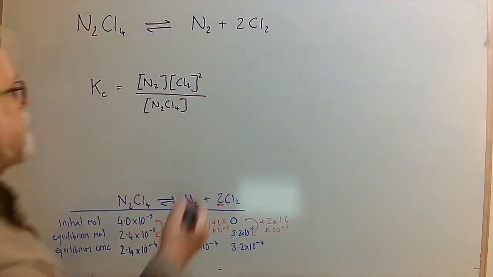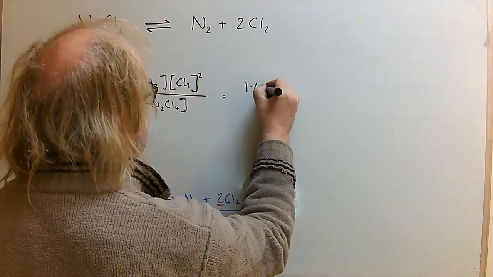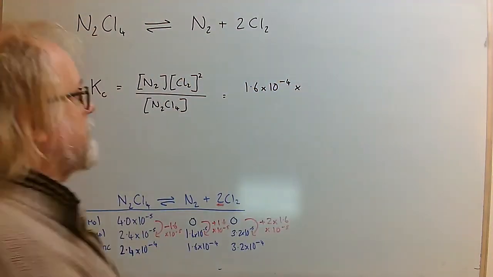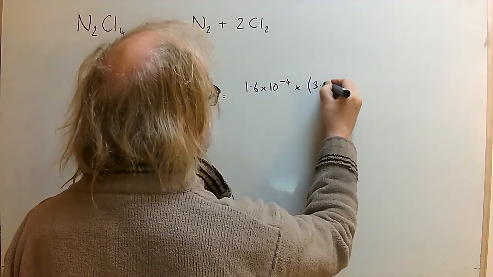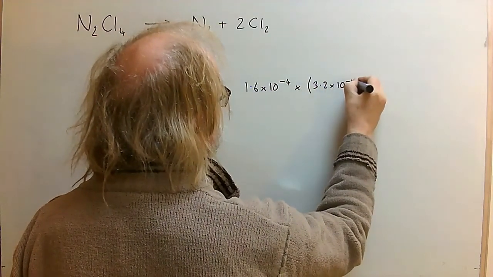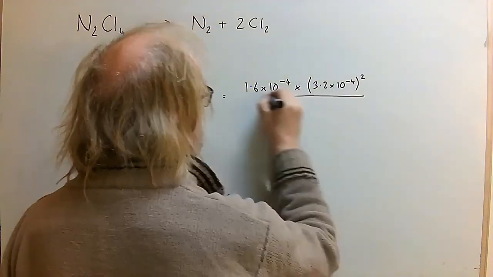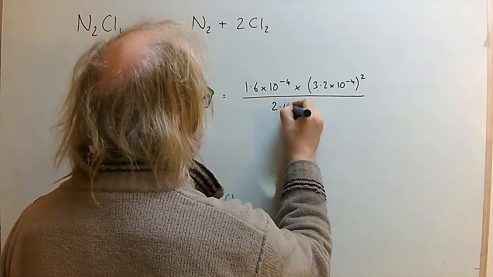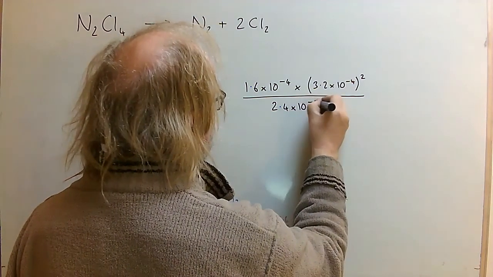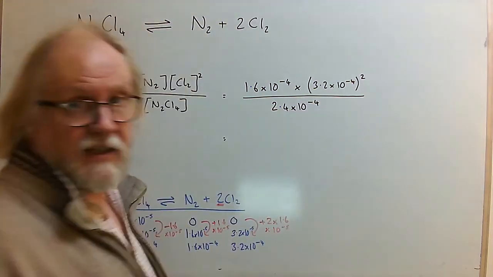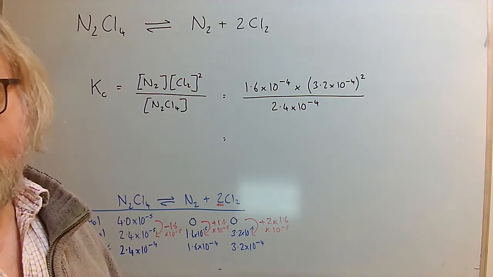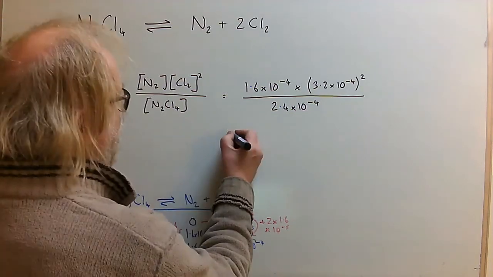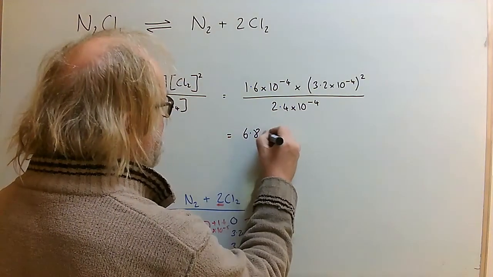So we've got 1.6 times 10 to the minus 4 times 3.2 times 10 to the minus 4 squared divided by 2.4 times 10 to the minus 4. So that's the calculation that we need to do, and that should give you 6.8 times 10 to the minus 8.